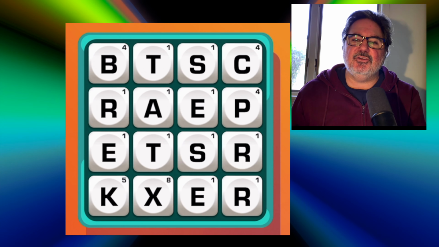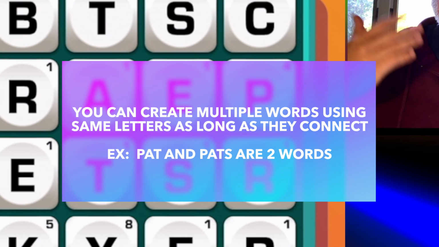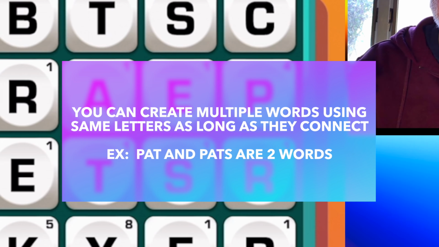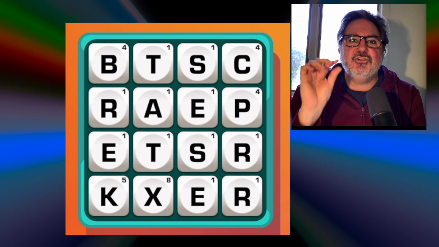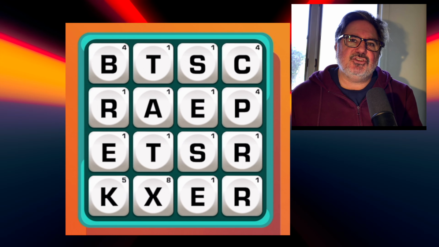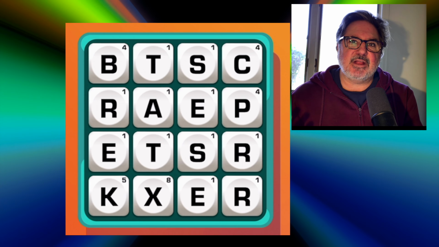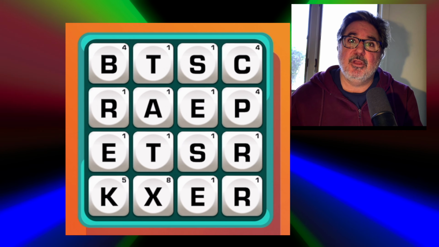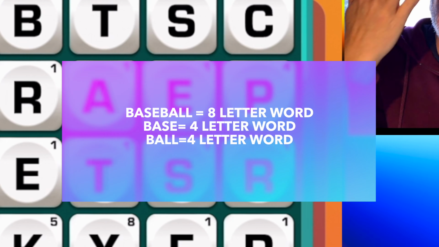Now, one thing that you can do, though, is you can use the letters to make multiple words. So, for example, let's say you have the word pat, P-A-T, but there's an S around. You could go pat, P-A-T, and you can go pats, P-A-T-S. That's considered 2 separate words. You just can't use the same letter twice in the same word. And one of the strategies I like to use sometimes is to find words within words. So for example, if there's a compound word, baseball, and I'm able to, let's say, make baseball as an 8-letter word, well, I also want to use base, and I also want to use ball. And that's 3 separate words.